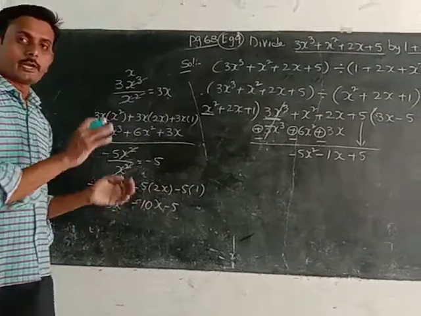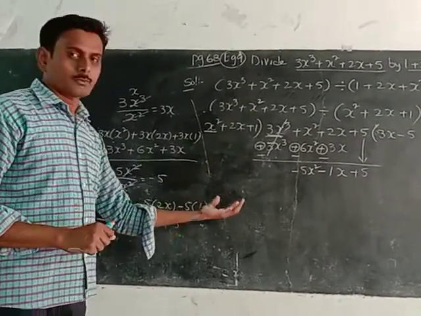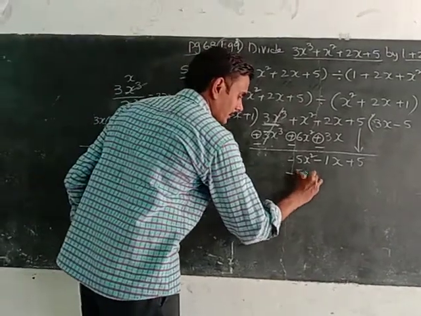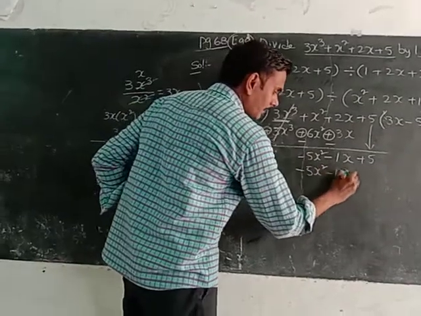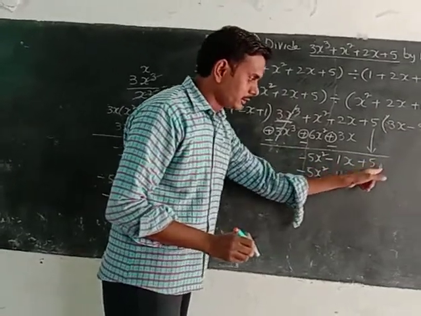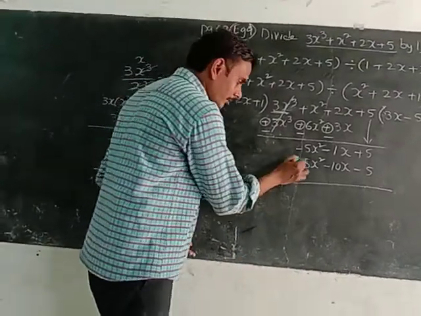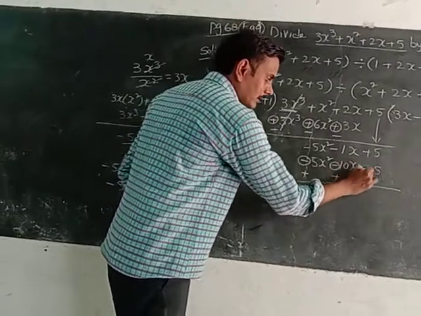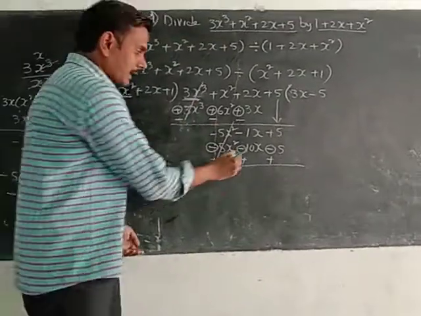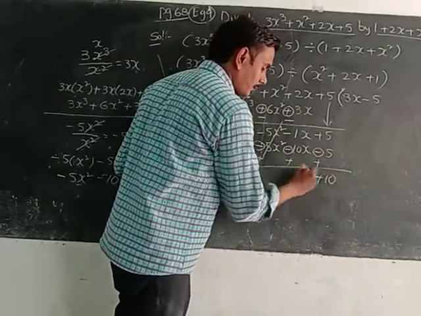While writing, we have to remember that like terms go below like terms. Here we are getting the same terms, no problem, but sometimes we may not. Write minus 5x square, minus 10x, minus 5: x square below x square, x below x, constant below constant. Now change every sign while subtracting: minus becomes plus. Minus 5x square plus 5x square cancel. Minus x plus 10x gives 9x. 5 plus 5 is 10.